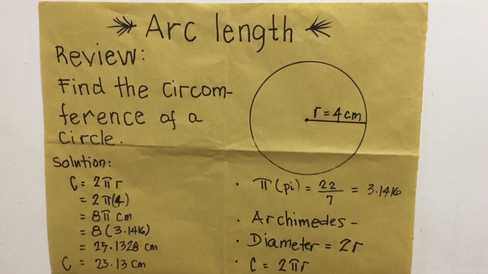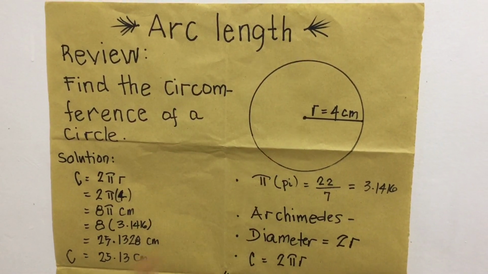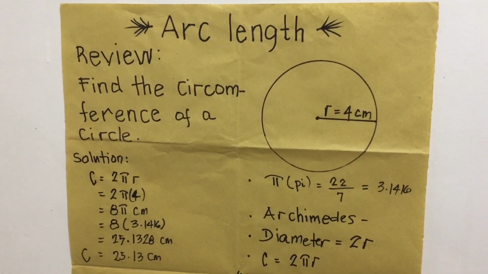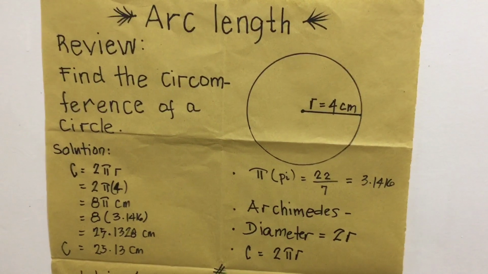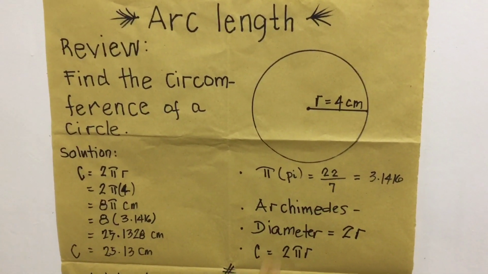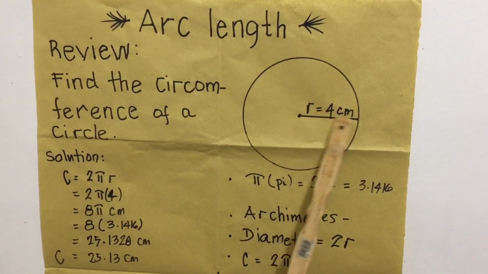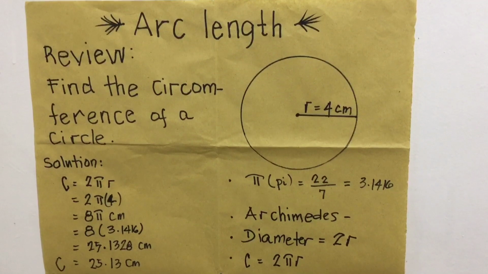Ngayon ay pag-aralan natin yung paano kukunin yung arc length. Pero bago tayo magpatuloy, kailangan nating mag-review muna how to find the circumference of a circle. In our example, the given circle is r equals 4 cm, the radius.